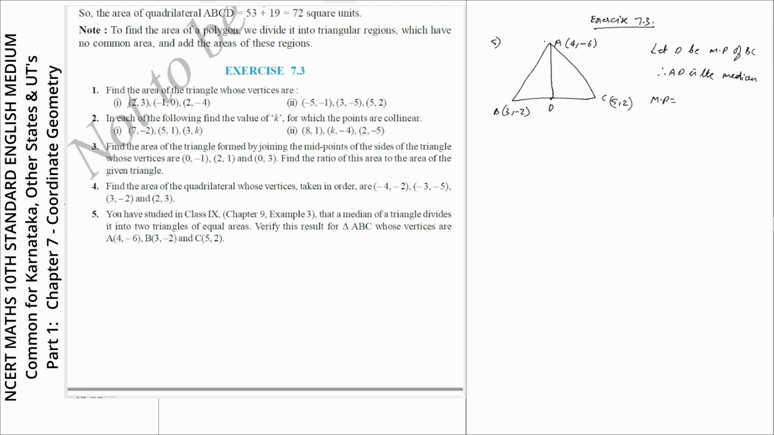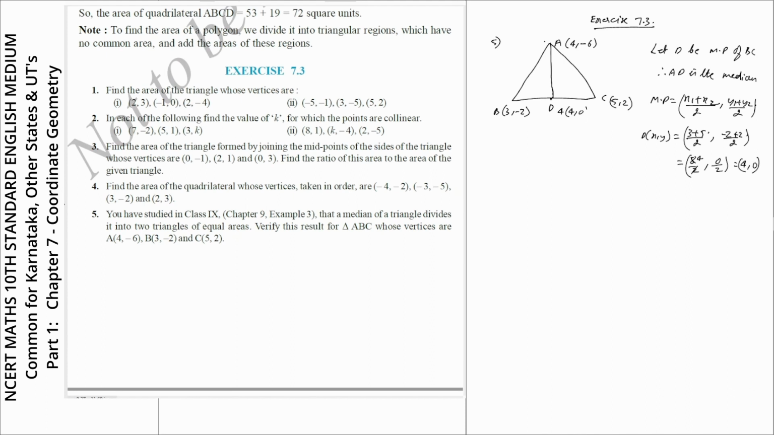Midpoint is given by (x1 plus x2) by 2, comma (y1 plus y2) by 2. So now D of x comma y will be equal to, so x1 plus x2, that is 3 plus 5 by 2, comma minus 2 plus 2 by 2. So 3 plus 5 is 8 by 2, comma, so minus 2 plus 2 is 0, 0 by 2. So 2 1s are 2, 2 4s are 8. So (4, 0) is the coordinates of point D.